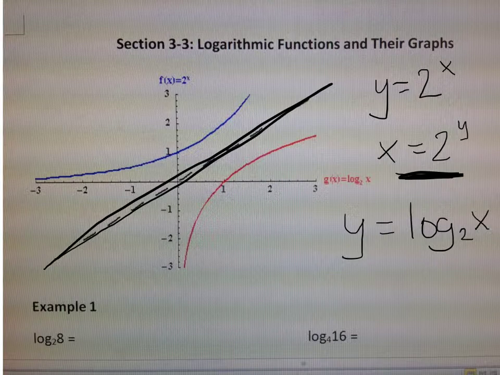And I know it looks funny, but just think about how funny a square root looked when we first started working with those. And a square root undoes a square. It is the inverse of a square. A log is the inverse of an exponent. So again, more on that tomorrow.